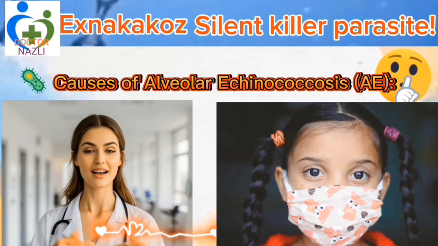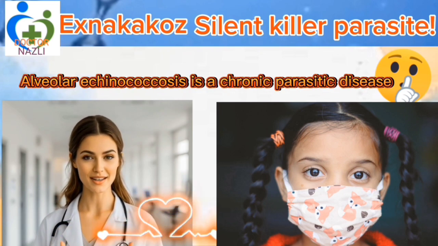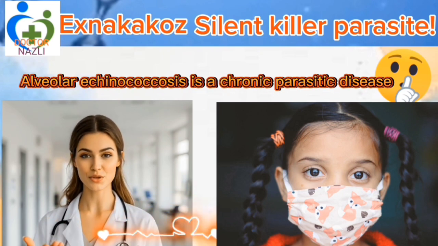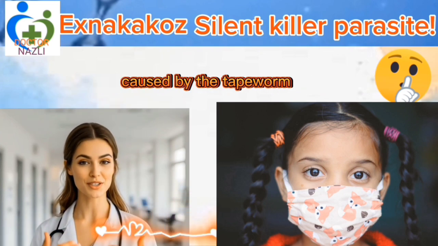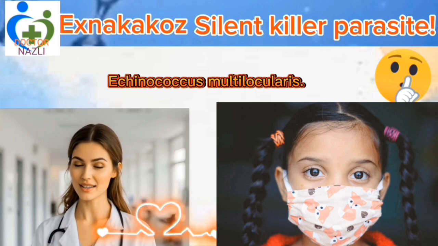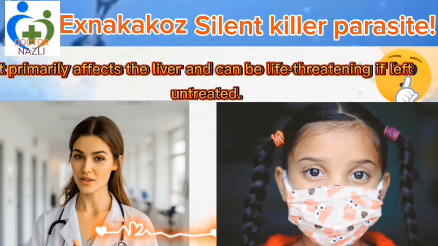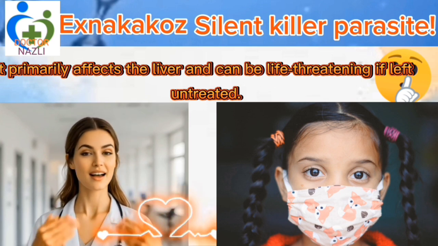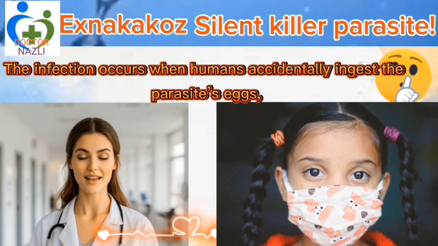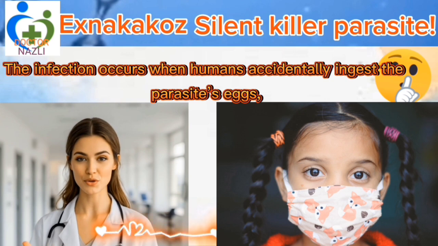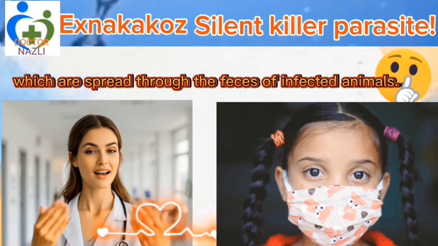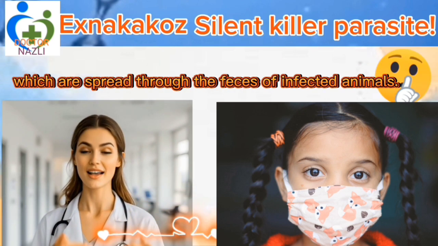Causes of alveolar echinococcosis. Alveolar echinococcosis is a chronic parasitic disease caused by the tapeworm Echinococcus multilocularis. It primarily affects the liver and can be life-threatening if left untreated. The infection occurs when humans accidentally ingest the parasite's eggs, which are spread through the feces of infected animals.